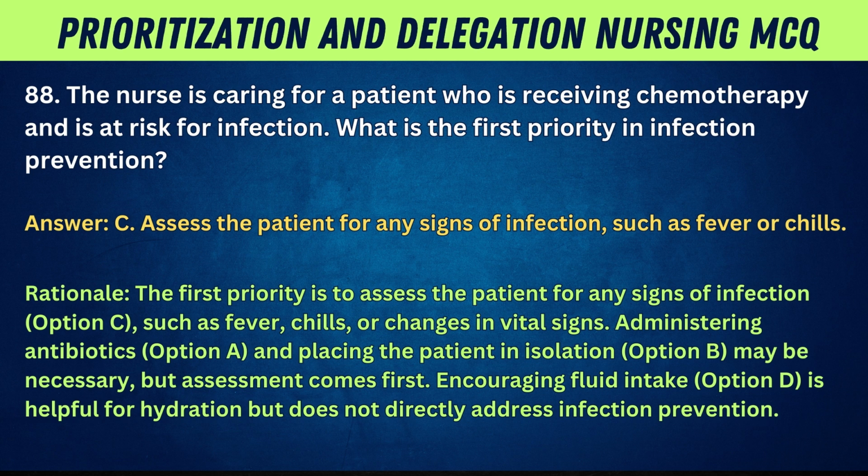Answer. C. Assess the patient for any signs of infection, such as fever or chills. Rationale. The first priority is to assess the patient for any signs of infection, option C, such as fever, chills, or changes in vital signs. Administering antibiotics, option A, and placing the patient in isolation, option B, may be necessary but assessment comes first. Encouraging fluid intake, option D, is helpful for hydration but does not directly address infection prevention.